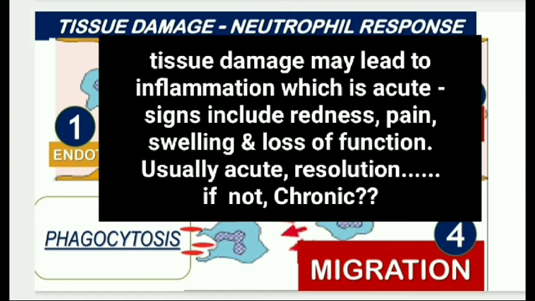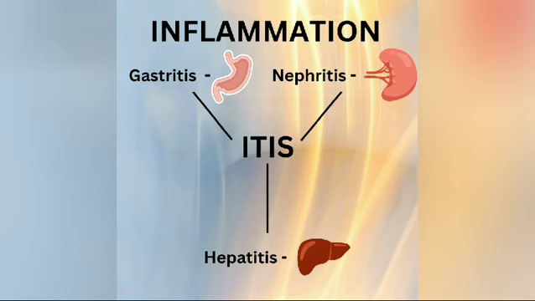Tissue damage may lead to acute inflammation, which resolves within days to weeks. However, if it does not resolve, it may develop into chronic inflammation or chronic infection. Whenever you come across the word itis, it means inflammation. Inflammation in the stomach is known as gastritis. In the kidney, it's known as nephritis. In tissues like muscle tissue, it's known as myositis. In the liver, it's known as hepatitis.